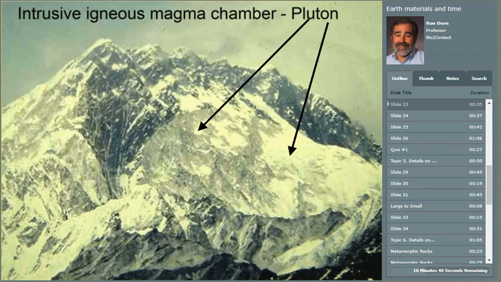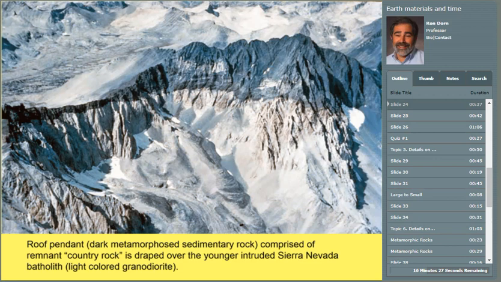The lighter colored material is a pluton, or the magma chamber of an intrusive igneous rock type called granodiorite. And that pluton is what normally forms at depth, where finally, after millions of years, the erosion of the overlying material brings granite up to the surface where we can see it. This is an aerial view of a mountain chain in California, the Sierra Nevada, composed of almost entirely combinations of granite magma chambers called plutons.